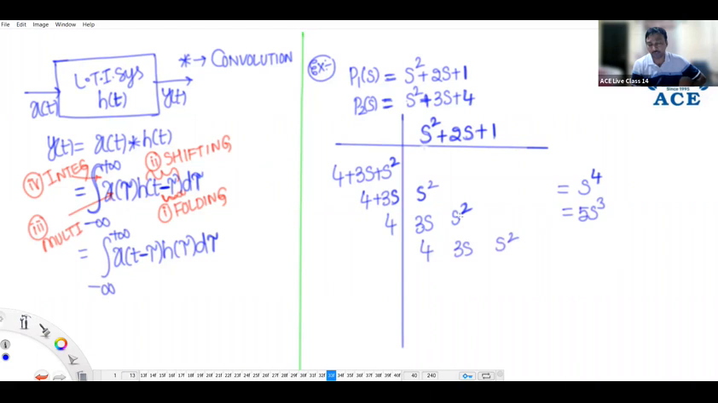4s square plus 6s square plus s square means 11s square. Take one more shift. S square is out. 8s plus 3s means 11s. Take one more shift. That is also out. If you add all these terms, of course, that is a product of both the polynomials.